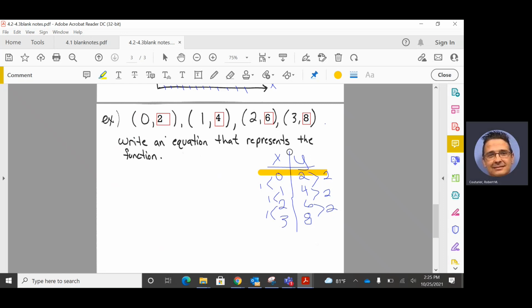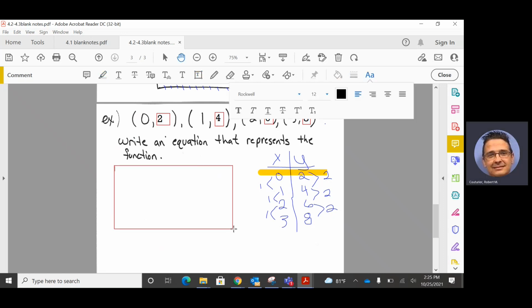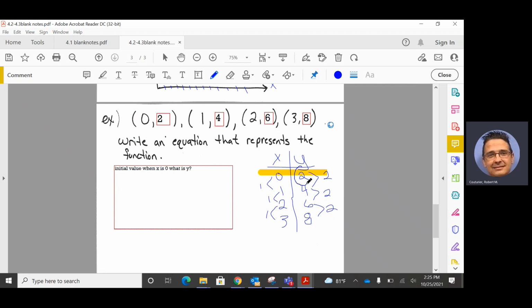And it says write an equation that represents this. If you can see an initial value, what do we need to do this? We need an initial value. So what is the y when our x is 0? That's our initial value. It's the y. And we know that is what? Looking at our chart, I can see it's 2.